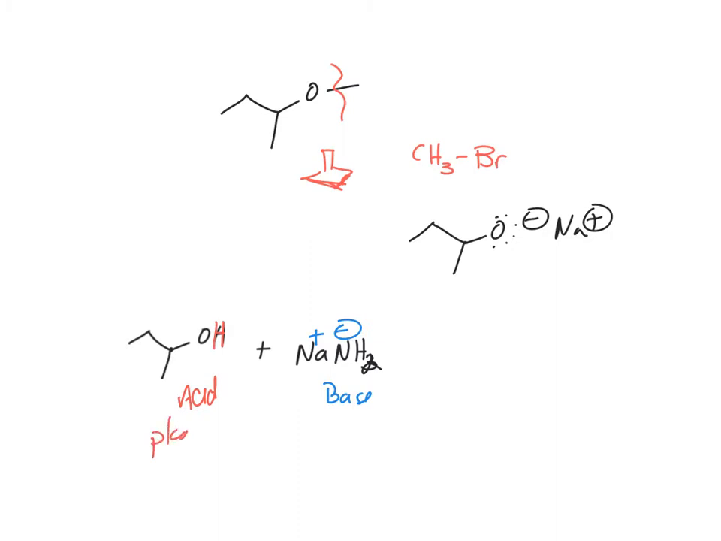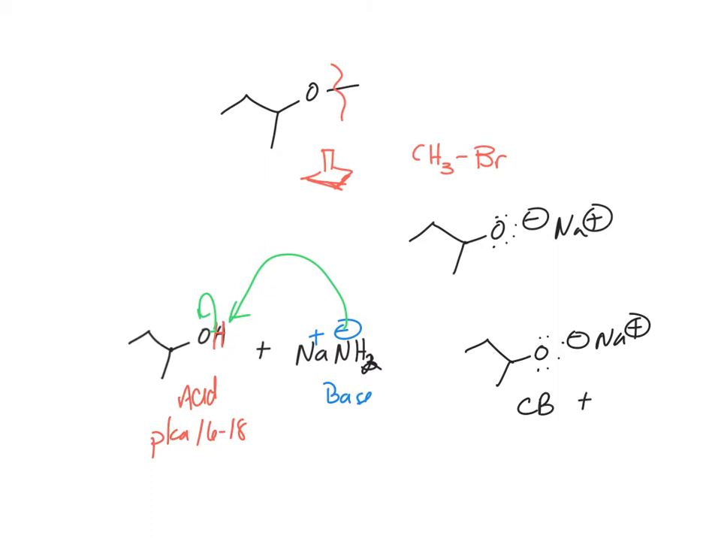The pKa for alcohols is 16 to 18. These electrons will come here, and then you get sodium alkoxide, which is what you need. And this is your conjugate base. And then the ammonia is formed. That's your conjugate acid. The pKa is 35 for ammonia.